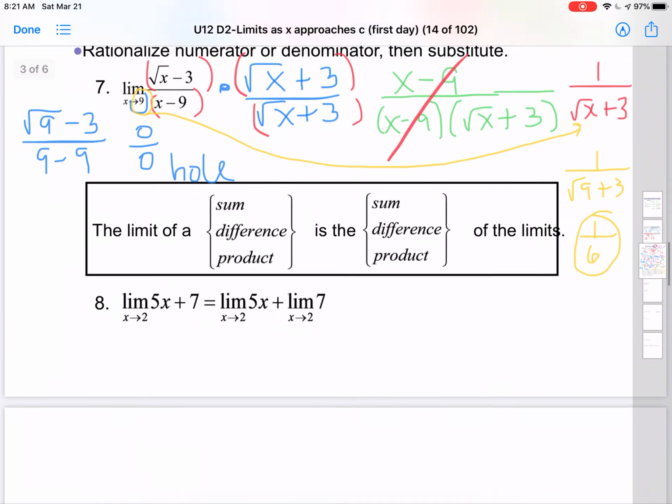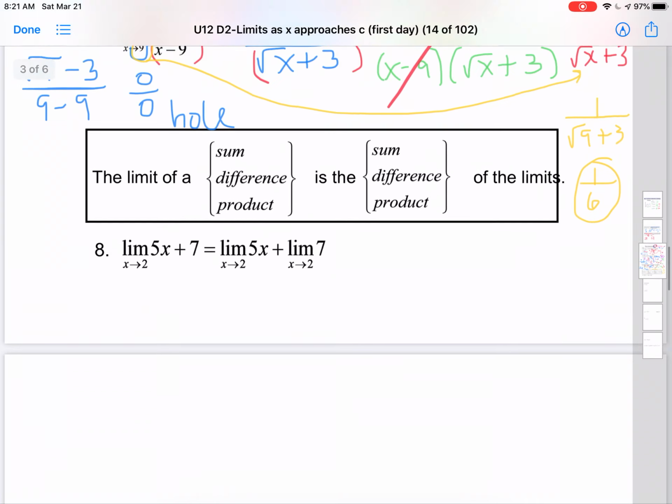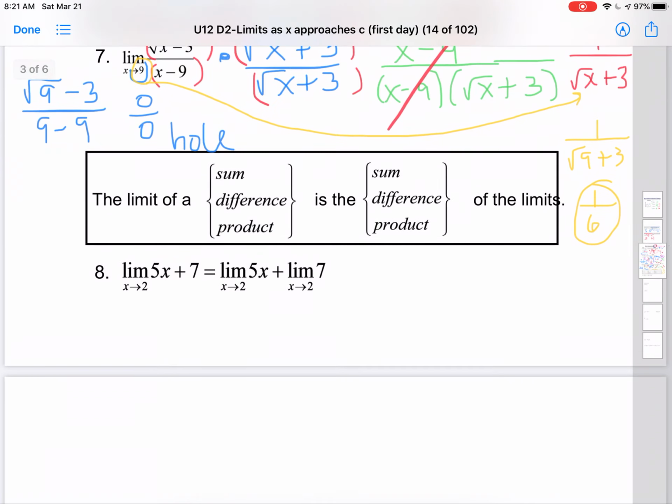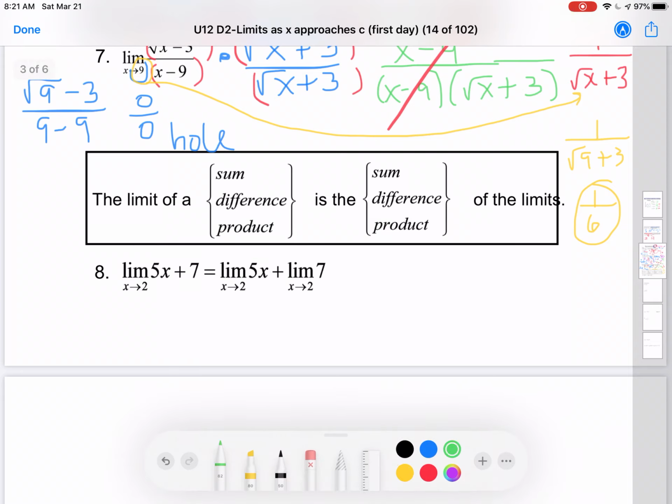Okay, next one is just a fact. If we want to find the limit of the sum or difference or product of a function, we can actually separate it. So for instance, in this first one, if I want to find the limit of f of x plus 7, I could just take 2, plug it in, and you're left with 17. But you can also separate it. So I could find the limit of f of x plus the limit of 7.